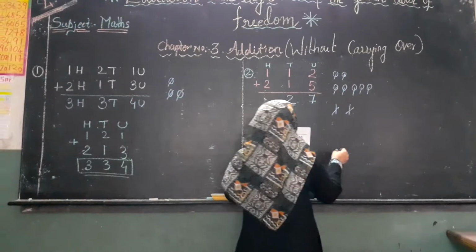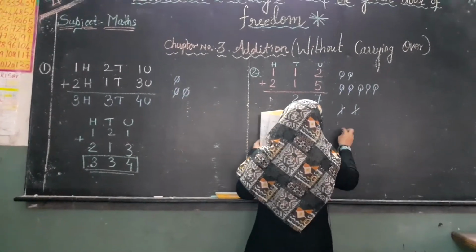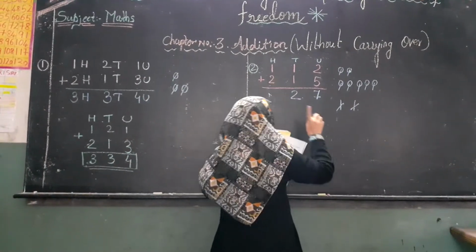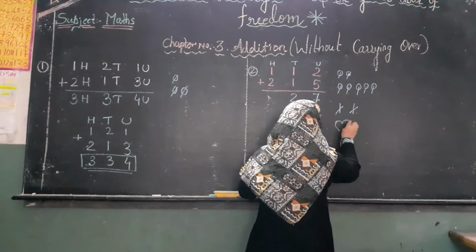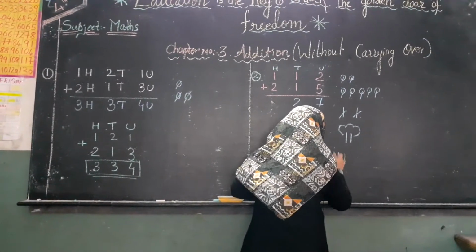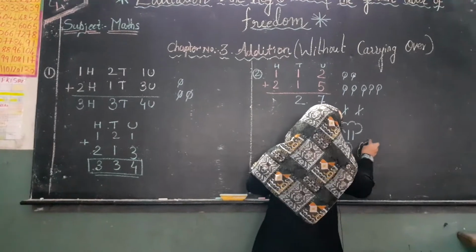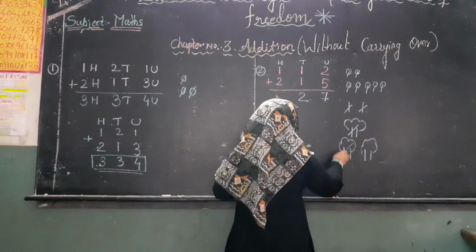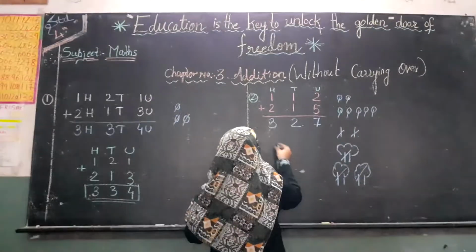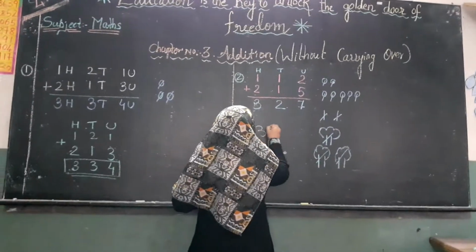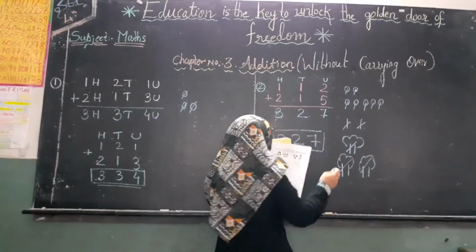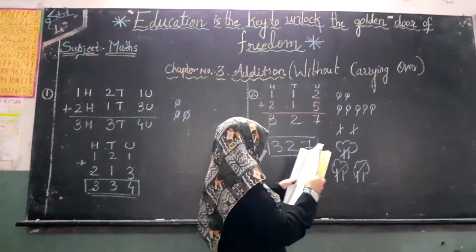Now we will draw how many in hundreds? Which number is there? 1. Then we will draw 1 tree. Then next 2, so we will draw 2 trees. So 1, 2, 3. We will write here 3. So the answer is 327. Have you understood, students? Very good.